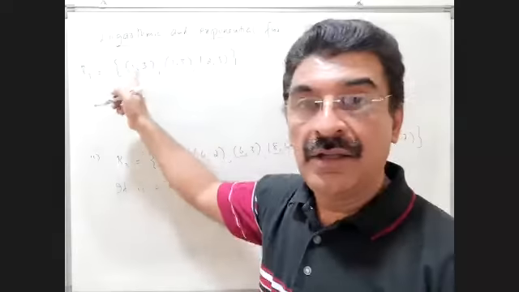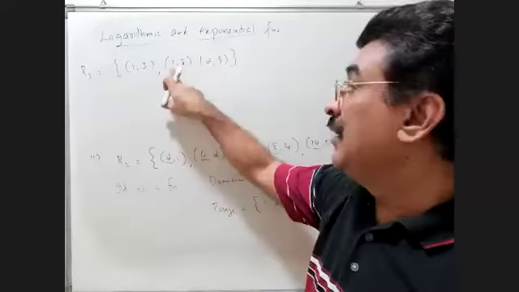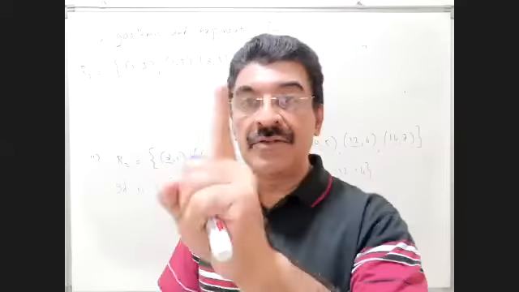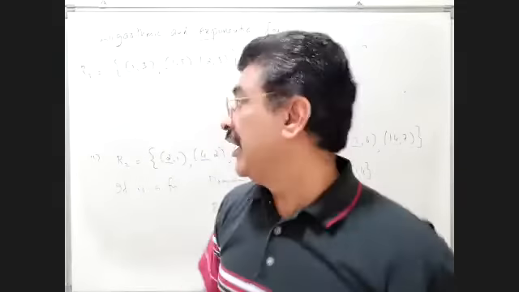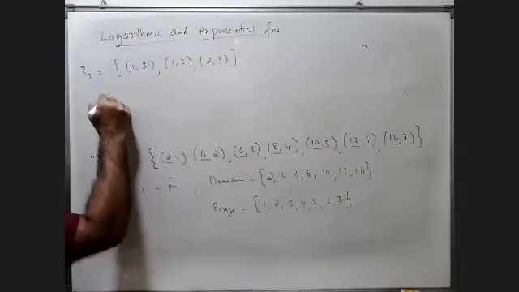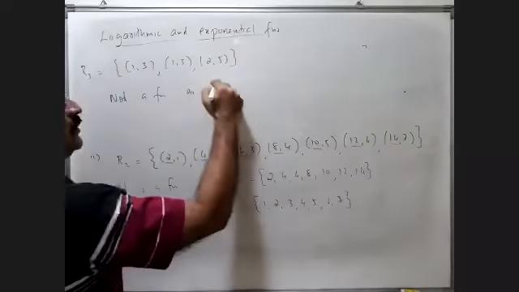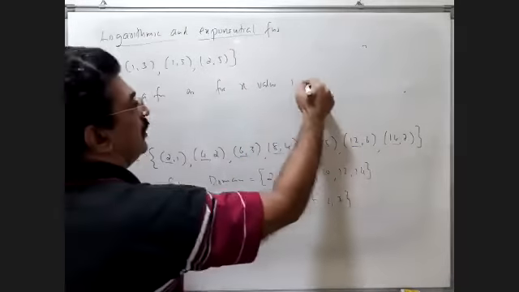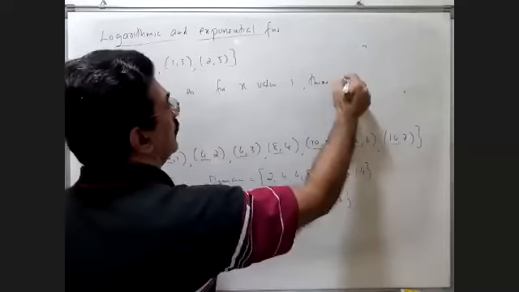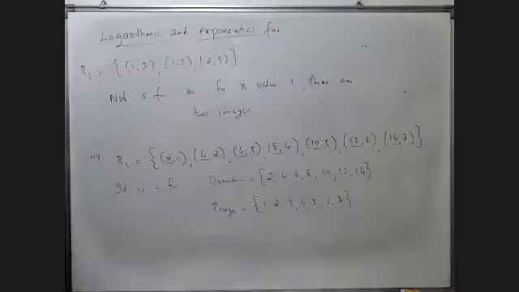If x is 1, the image of 1 is 3. Same thing, the image of 1 is 5. So the element 1 has 2 images. If an element has more than one image, it is not a function. So write: not a function, as for x value 1, there are two images.